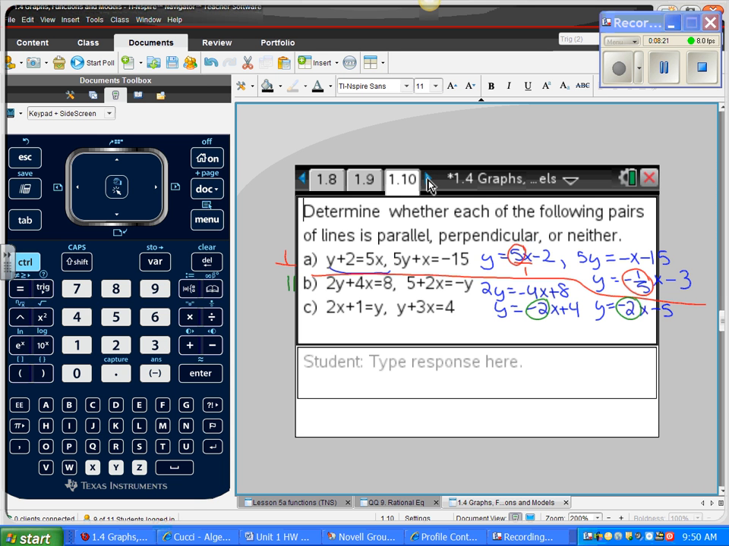All right, last one. 2x plus 1 equals y. We already know what our slope is. It's already set up for us. It's 2. Next one, we want to subtract over that 3x, and we have a slope of negative 3. These are not negative reciprocals. They are not the same, so this is neither. Okay, so hopefully we're clear on parallel and perpendicular.